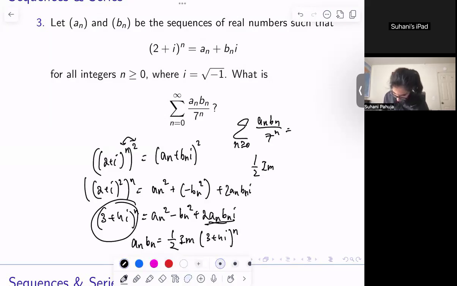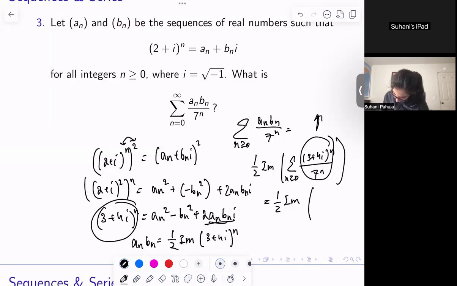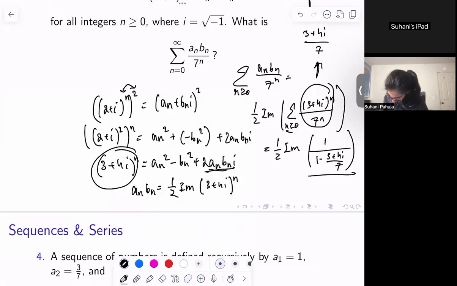half times the imaginary part of the summation, n is greater than or equal to 0, of (3 + 4i) to the power of n over 7 to the power of n, which is equal to half times the imaginary part, and this just is your geometric series. The common ratio is (3 + 4i) over 7, and the initial term, since n starts at 0, is just 1. This is 1 over 1 minus (3 + 4i) over 7. And we want to find the imaginary part of this and multiply by 1/2.